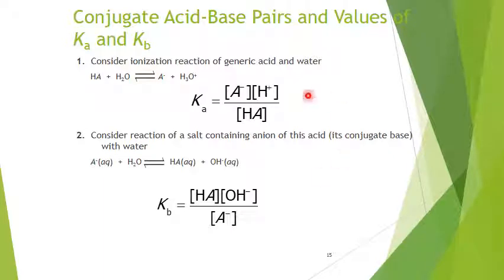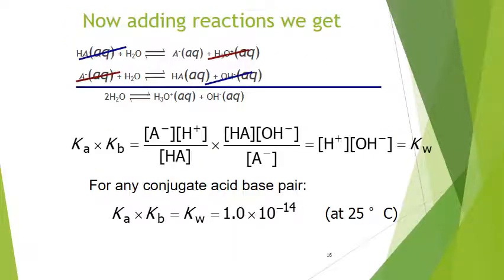Okay, let's take a look at this. Consider the ionization reactions of a generic acid with water. You get this equation, and if you look at a base with water, you get this equation. Now we're going to look at them and combine them. When you add them up, you end up getting this equation here. Then, after you cross everything out, you get a pretty cool relationship: Ka times Kb is equal to Kw, the same Kw that we use for water, which is 10 to the minus 14th.